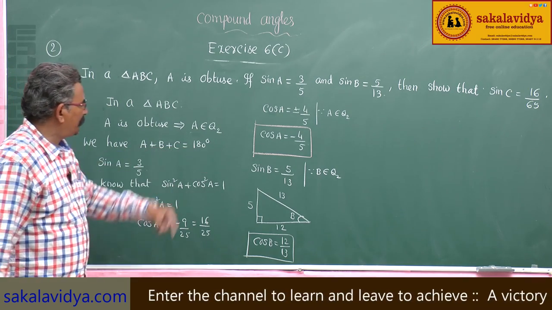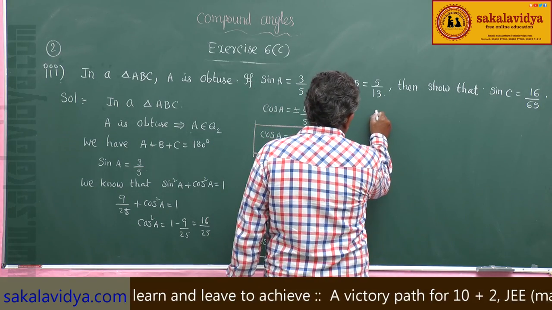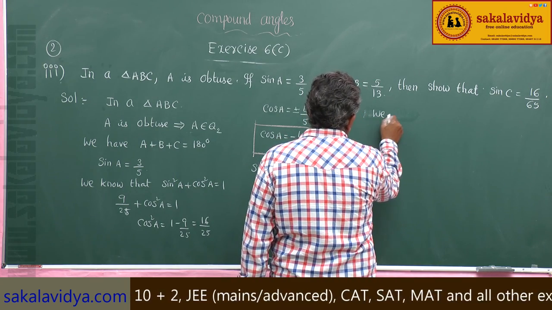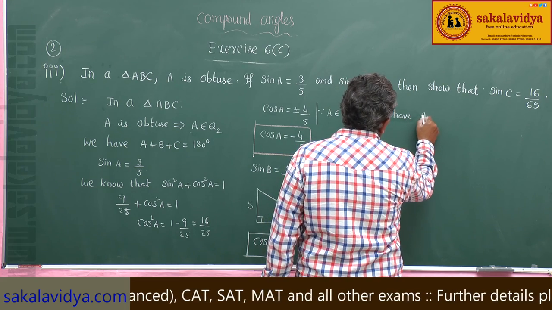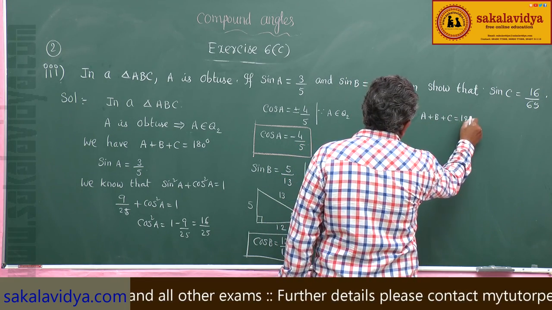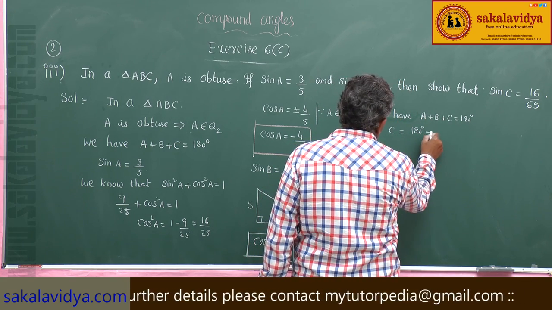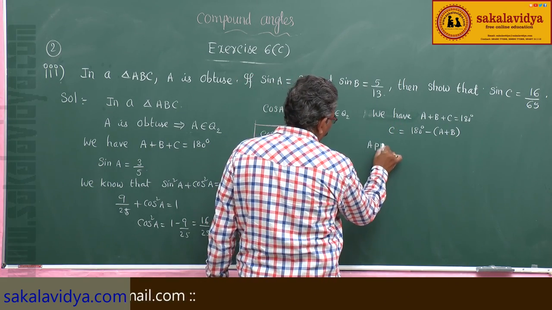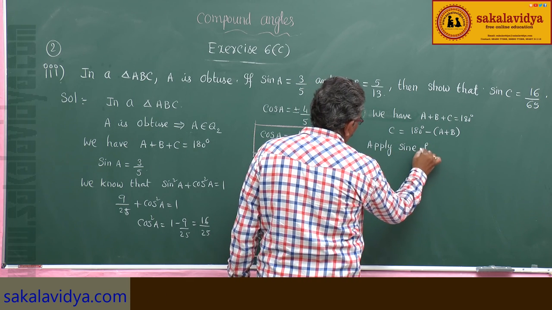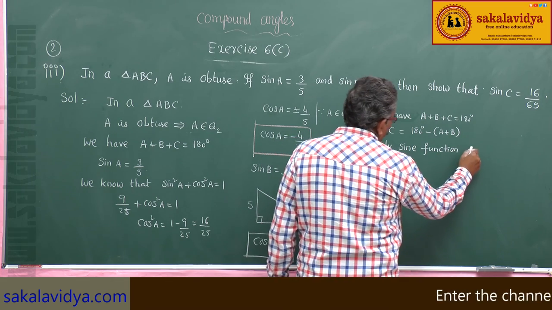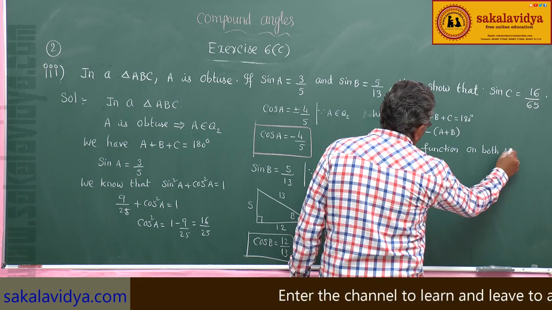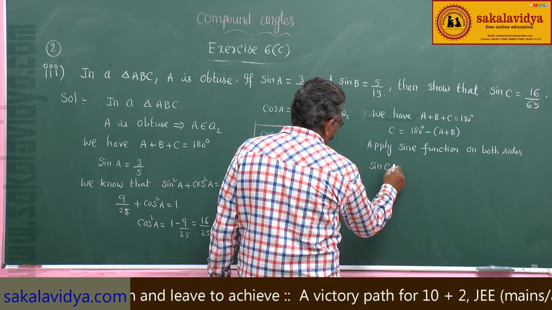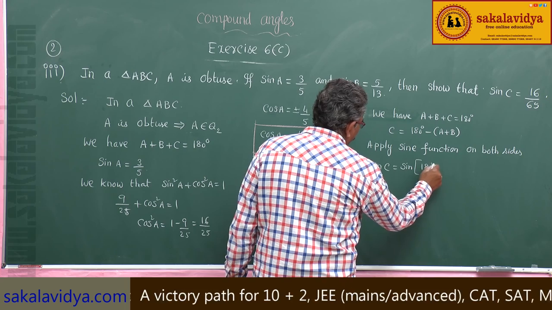Now we have to prove sin C is equal to 16 by 65. Let us take A plus B plus C is equal to 180 degrees. Already we have A plus B plus C is equal to 180 degrees. C is equal to 180 degrees minus of A plus B. Now apply the sine function on both sides. Now, sin C equals sin of 180 degrees minus of A plus B.